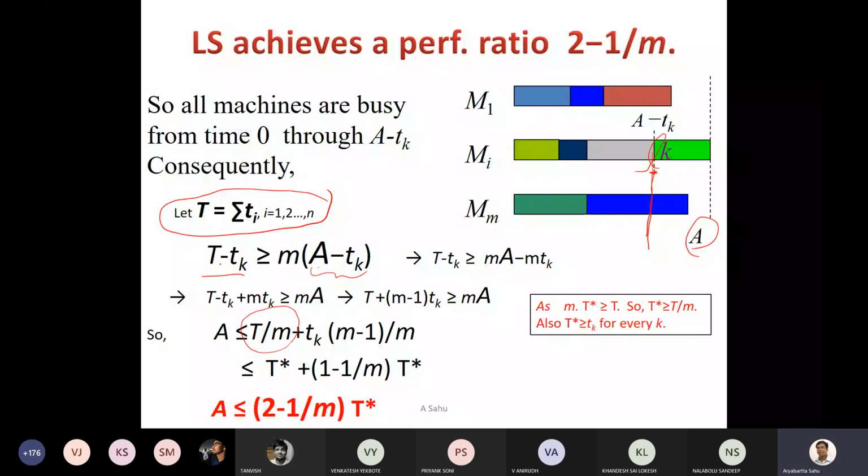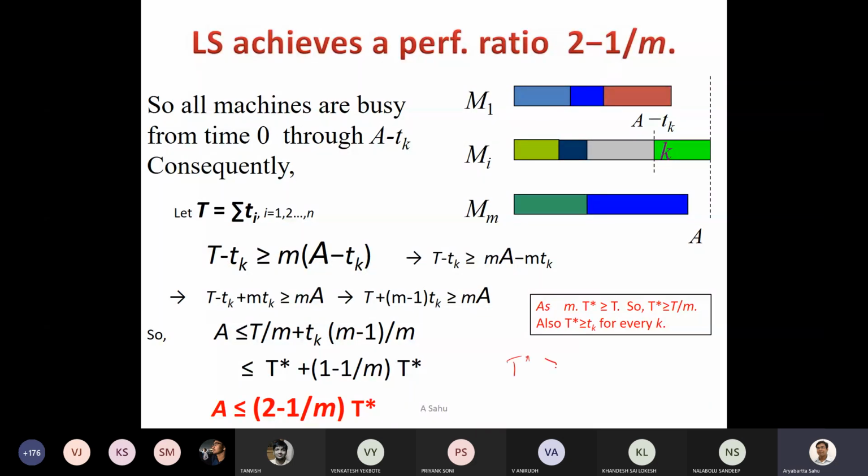What I'm trying to say is T minus Tk is greater than or equal to m into A minus Tk, because we are getting a multiplication factor of m. Another thing is m into T star. If you look at m into T star, it is greater than or equal to T. For any optimal algorithm, T star will definitely be greater than or equal to T by m.